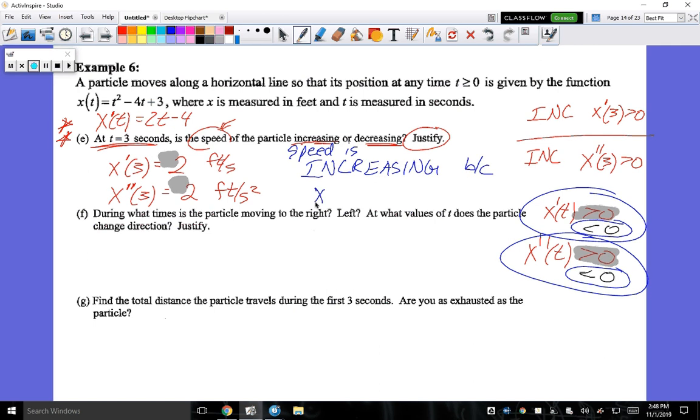Because the first derivative is positive and the second derivative is positive. Otherwise, x prime of t and x double prime have the same what? Have the same signs.